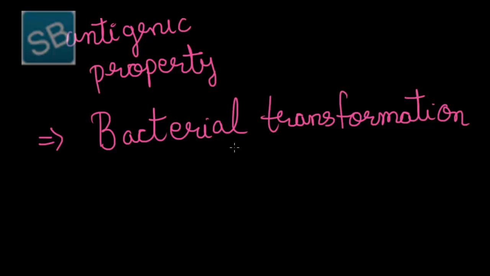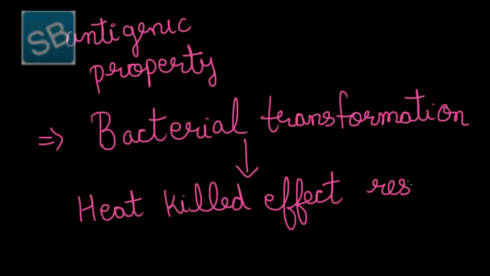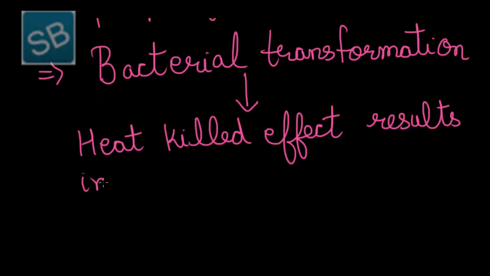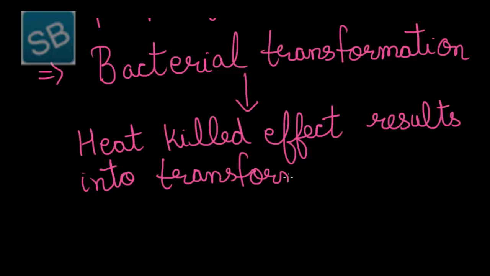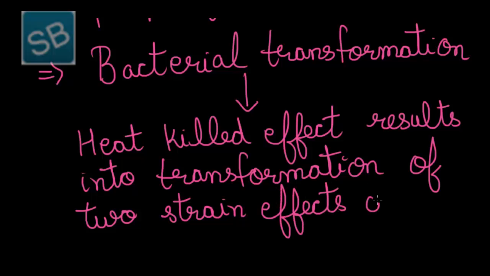Thus, in bacterial transformation, after heat killed effect, results into the transformation of two strains, that is the transformation of the two strain effects opposite to the normal.